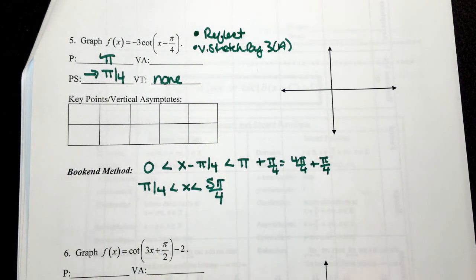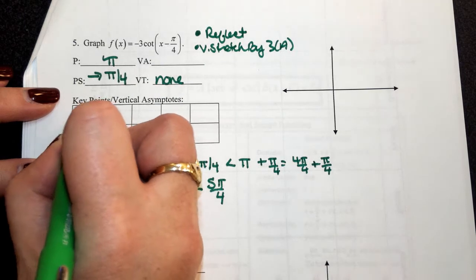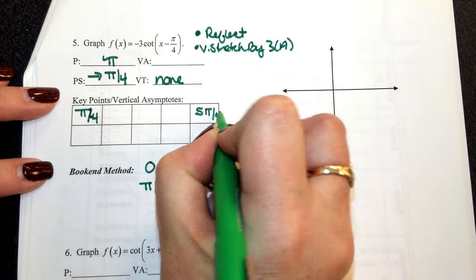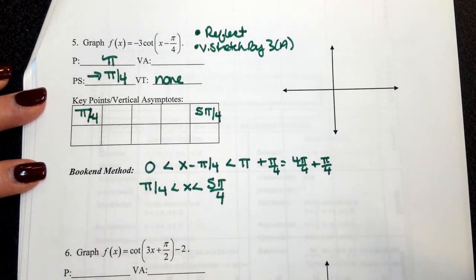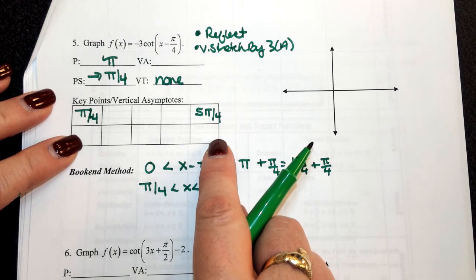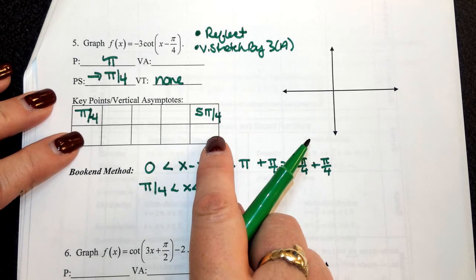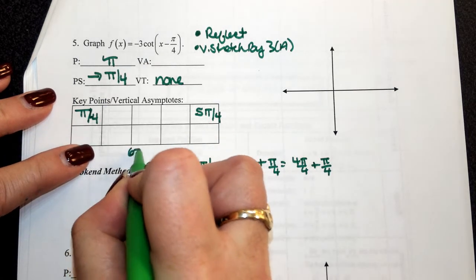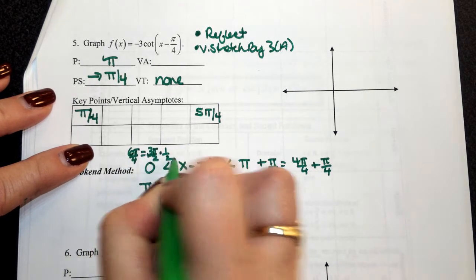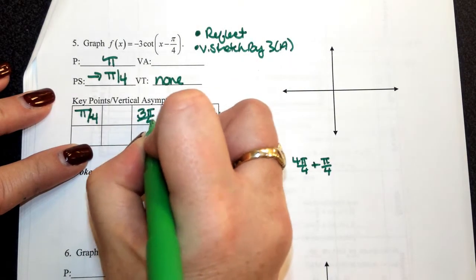So any questions on how I solve this inequality? So now by shifting this graph to the right, pi over 4, I know this cycle is going to start at pi over 4. It's going to end at 5 pi over 4. So now remember, to find the midpoint between pi over 4 and 5 pi over 4, we add together and divide by 2. So pi over 4 plus 5 pi over 4 is a 6 pi over 4, which reduces to 3 pi over 2. Times a half, that's going to give me a 3 pi over 4.